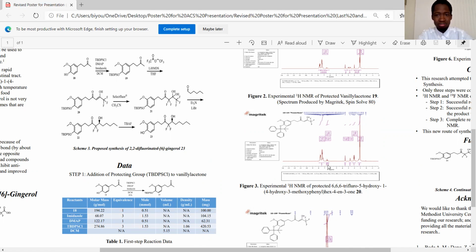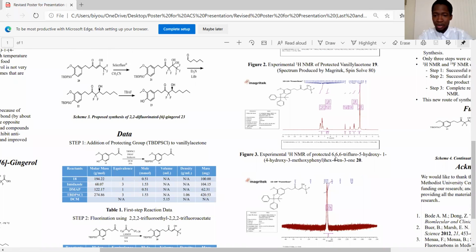There was probably some leftover starting material here, and some peaks of the solvent. I probably needed more time on the rotary evaporator to dry my compound before I ran the NMR.